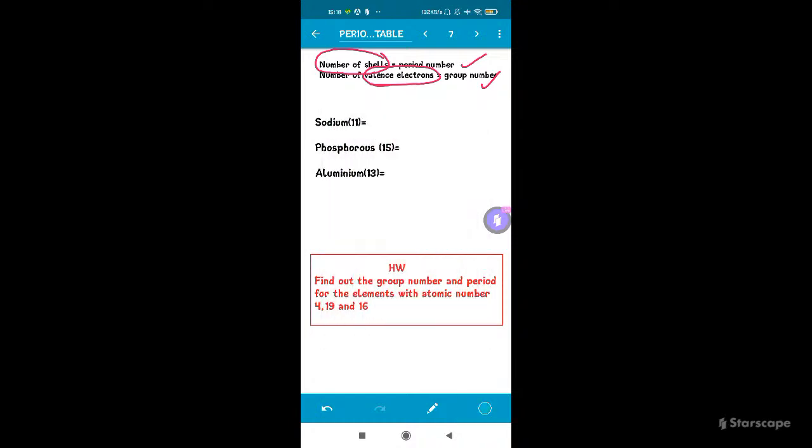So I have 3 elements over here: sodium, phosphorus and aluminium. So the electronic configuration of sodium, phosphorus and aluminium have to be written first of all. So sodium has 11 electrons in all. So its electronic configuration will be 2, 8, 1. For phosphorus it will be 2, 8, 5. For aluminium it will be 2, 8 and 3.